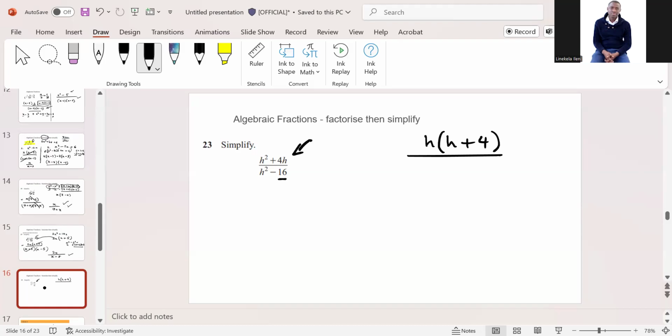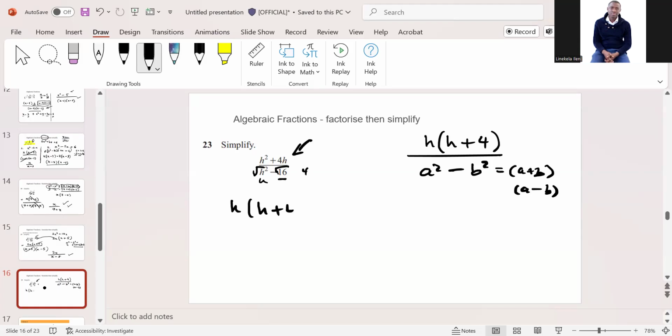16 is a square number. So that comes in the form of a squared minus b squared, which must give me my a plus b and a minus b. So obviously, if I square this, that will only give me h, and if I square that, I'll only get 4. So I now know what to do.